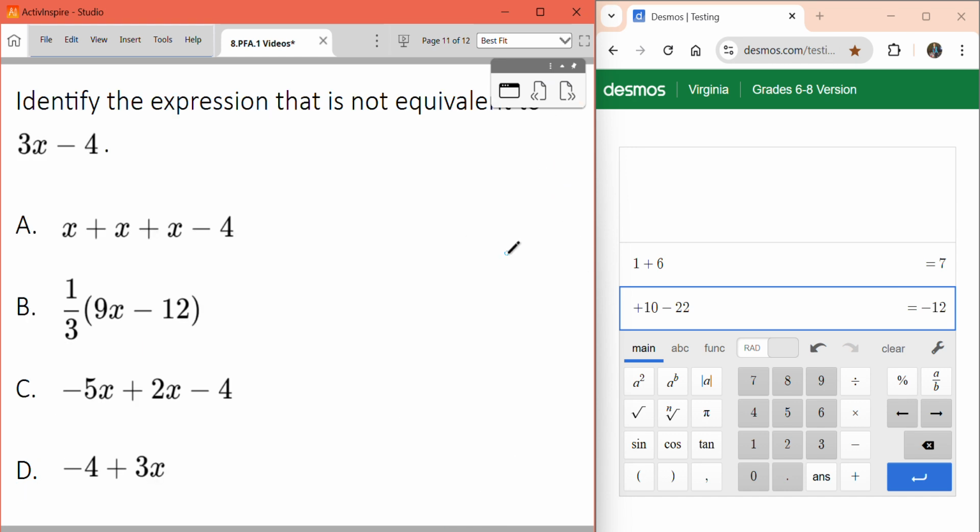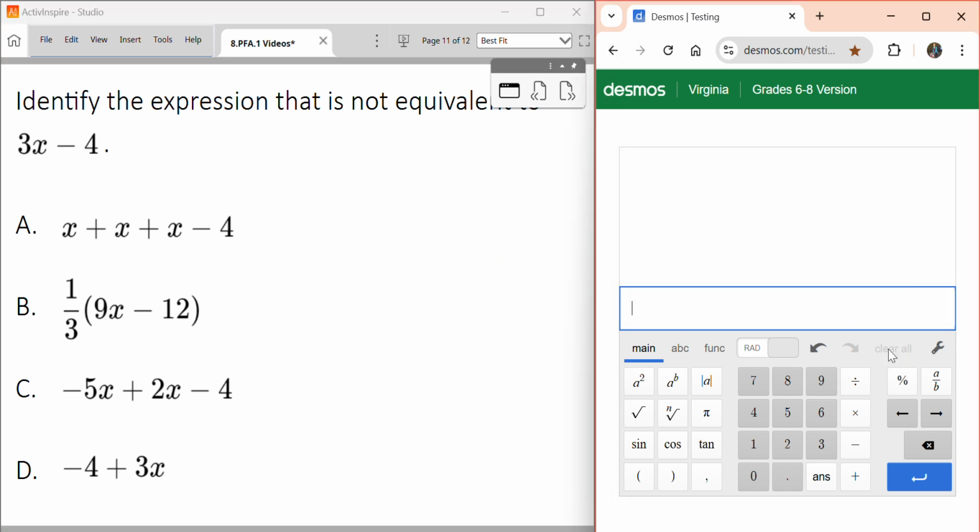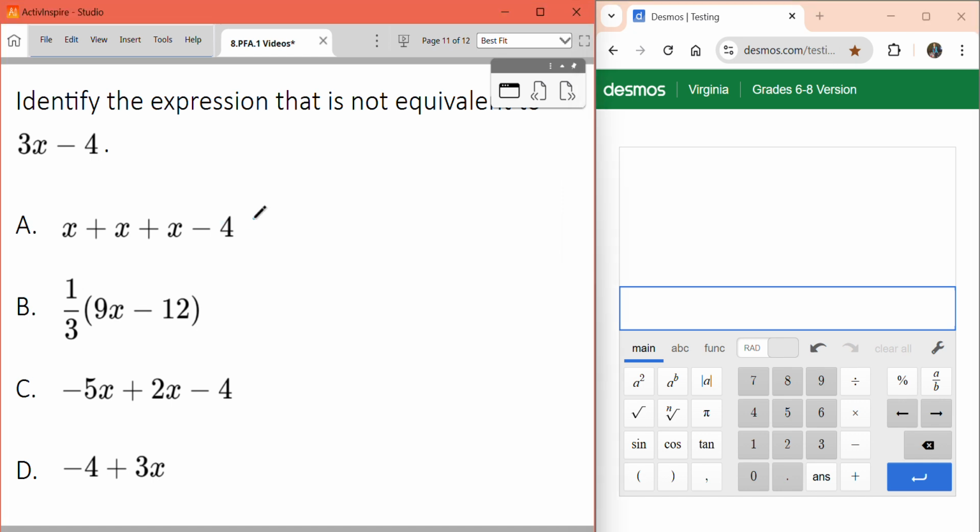All right, last one says identify the expression that is not equivalent to 3x minus 4. Now, this one is not super fun because there are 4 choices here, and basically the best way to do this is to go through all 4 choices and simplify them, which can take time, but it's something we can definitely do. And I know some of you are going to look at this and you're going to be able to pick the answer out quicker than I'm going to do this work, but I'm going to do the work anyways, okay? So I'm going to simplify choice A up here in this space.